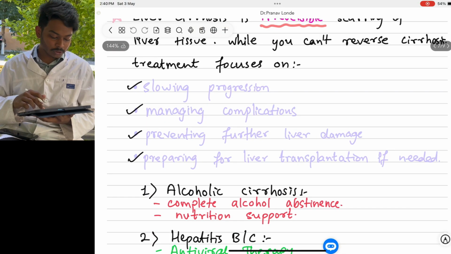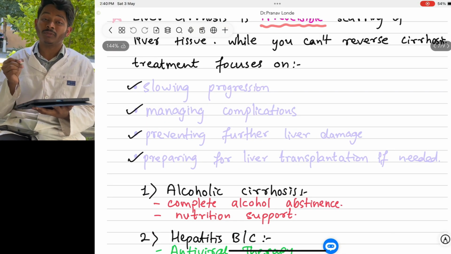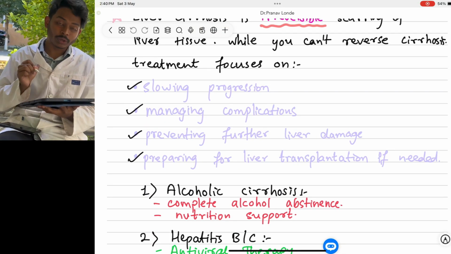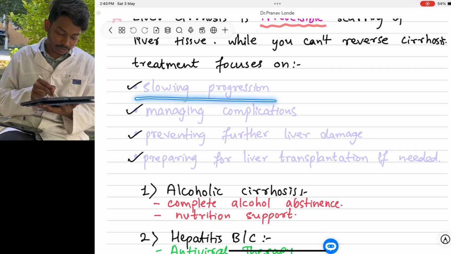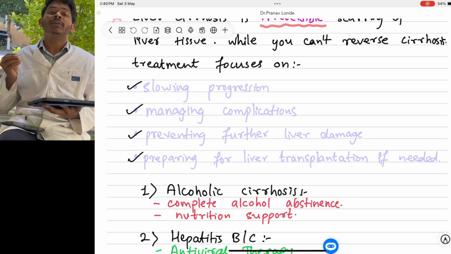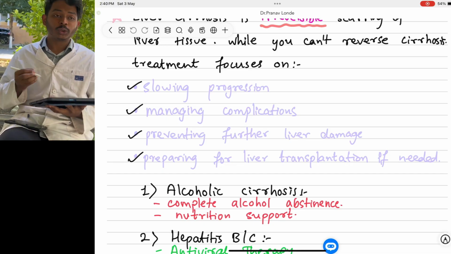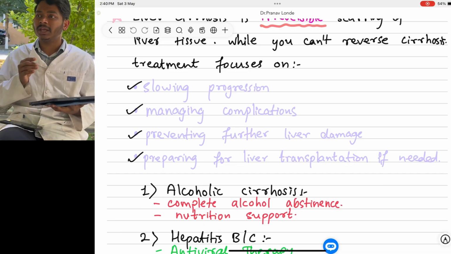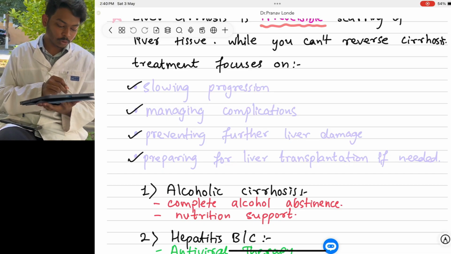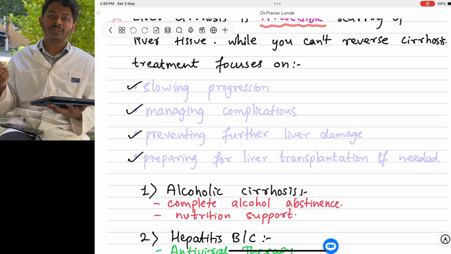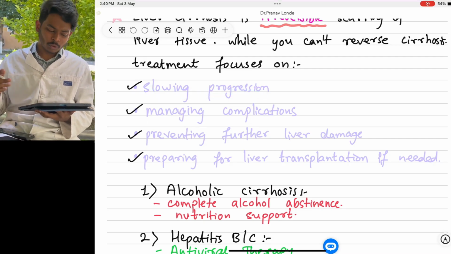How can we do this? This treatment focuses mainly on 4 types. The first is slow progression. That means we can give drugs to the patient so that the stages of liver cirrhosis occur slightly delayed, a slow progression of the cirrhosis, which will help the patient to survive longer.